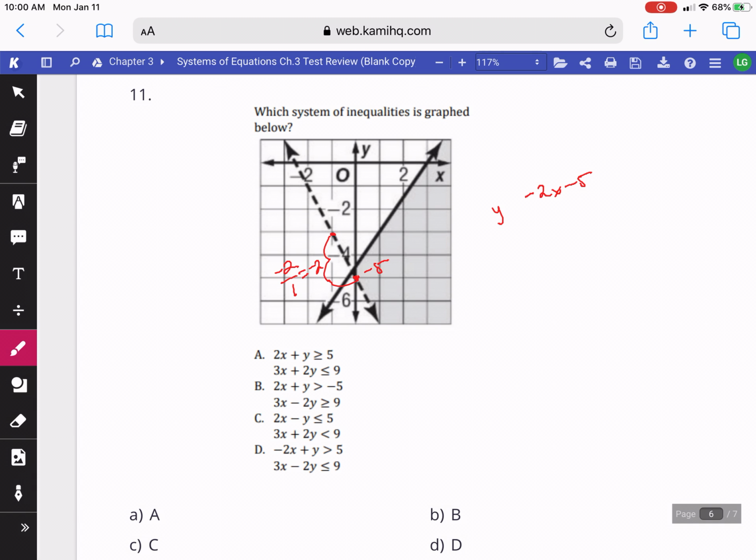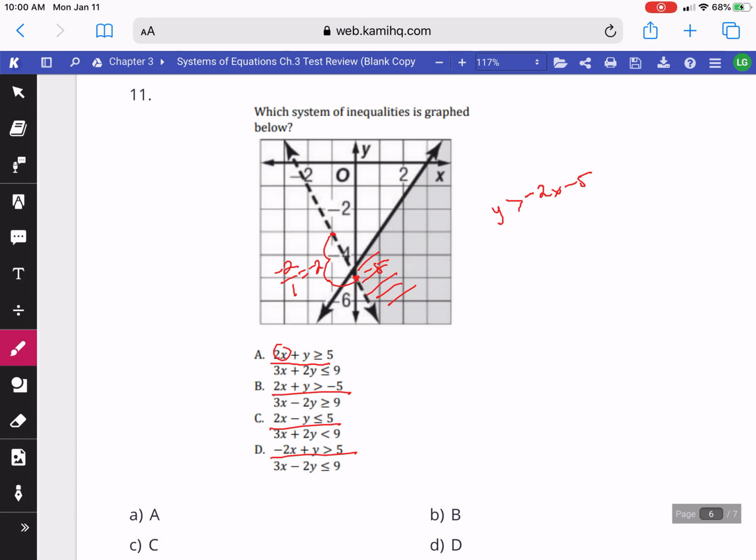Now, if I look at where it's shaded above that dashed line, that would be y greater than negative 2x minus 5. I'm going to leave it dashed. I'm not going to put the little equal underneath because it's dashed, so it doesn't include equals. So we want to see if there's an equation that's saying the same thing as this. If you look at your A's, because those are the ones that have the 5s, the first equations, let's see which one matches this.